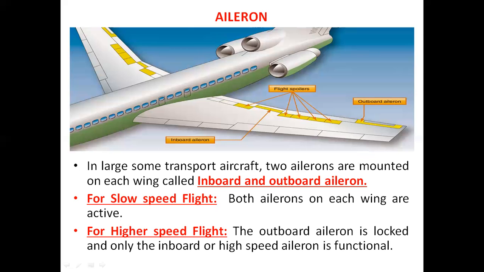Now, what will happen if at a high speed, outboard aileron gets activated? If outboard aileron gets deflected at high speed, the air load will cause wing twisting. How wing twisting? The air load on this aileron will twist the tip of this wing, and it will create damage. So that's why at high speed, outboard aileron will not get activated. It will get automatically locked.